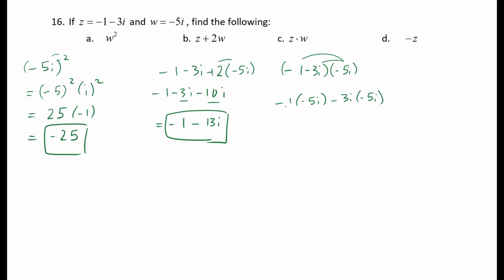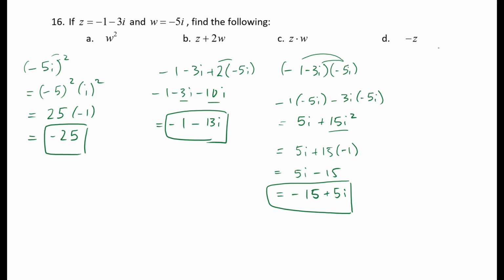Negative 1 times negative 5i is simply 5i. Negative 3i times negative 5i is positive 15i squared. But then that's actually a real number, we need to get rid of the i by substituting i squared equals negative 1 into there. And we get 5i minus 15. And if we write that in the standard way with the real term first, we get negative 15 plus 5i.